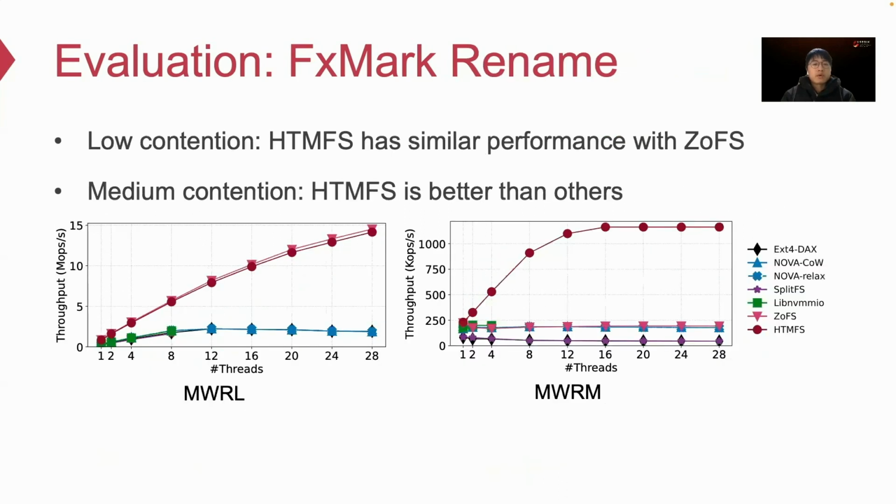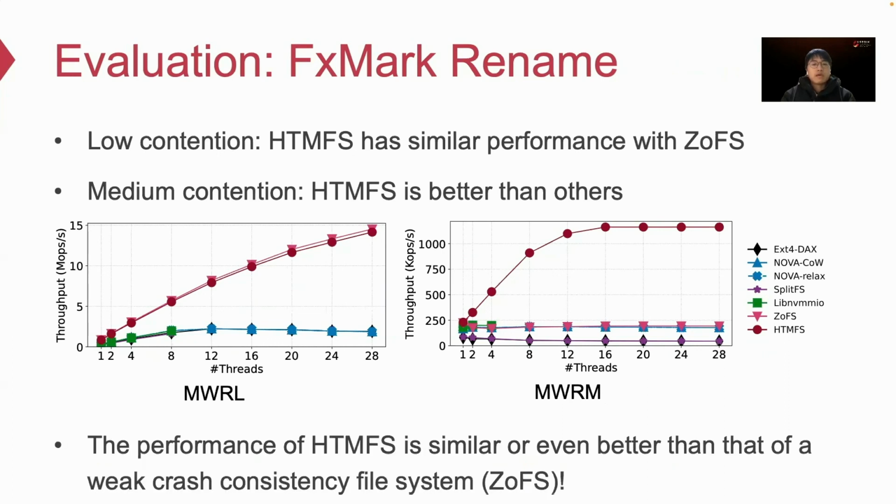For the rename macro benchmark, when the contention level is low, HTMFS performs similar to ZeroFS. While the contention level increases, only HTMFS performance can continue to rise as the number of threads increases. The performance of HTMFS is similar to or even better than that of a weak crash consistency file system.